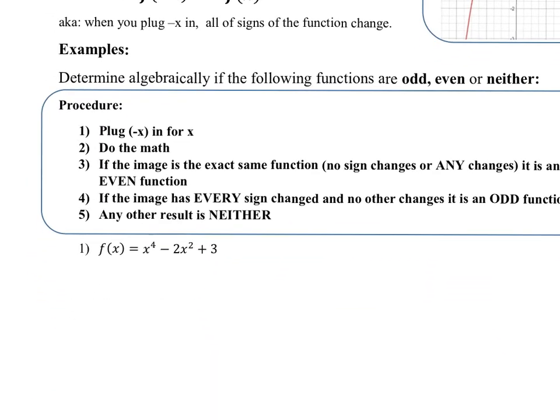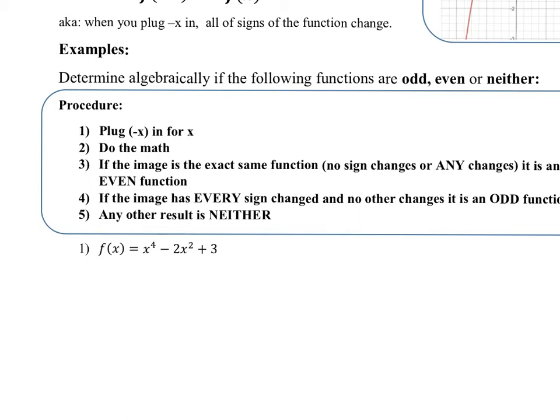But we're doing this algebraically. You can't just plug it into your calculator, flip it over, and say if it's even or odd. You actually have to show algebraically, meaning with x's and all their numbers, to determine if something's odd, even, or neither. So here's the procedure. You plug in negative x, and do whatever math comes up. If the image is exactly the same, it's even. If every sign changes, it's odd. If neither of those two things happens, then it's neither.